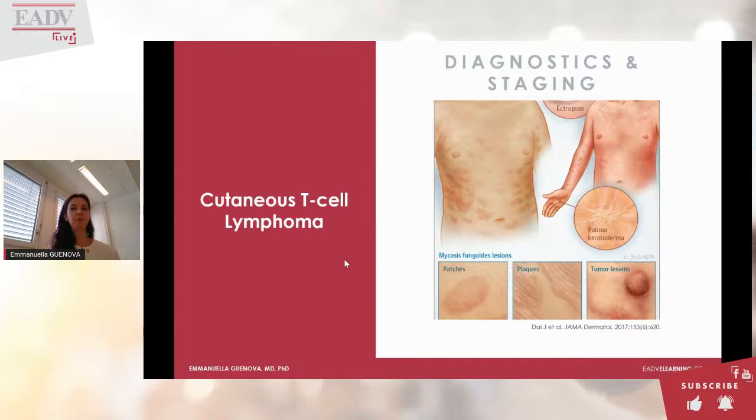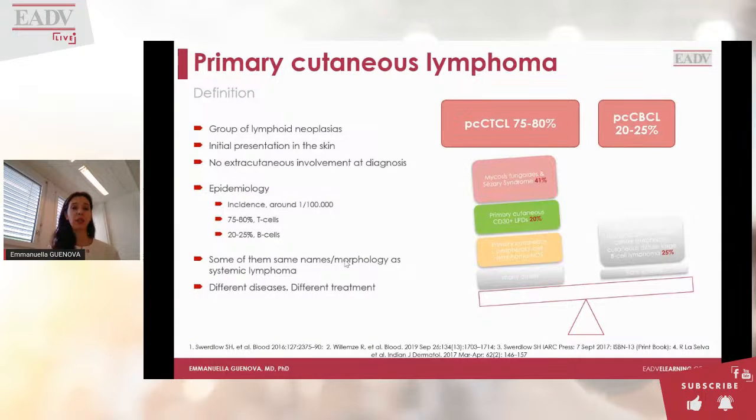First, we will spend a few minutes on diagnostics and staging of cutaneous T-cell lymphoma. In general, the group of primary cutaneous lymphoma is a large group encompassing more than 20 different subtypes of lymphoid neoplasias, which have in common the initial presentation in the skin without any extracutaneous involvement at the time of diagnosis. Those are rare diseases, and within the whole group, the primary cutaneous T-cell lymphomas are the major subgroup with around 75 to 80% of all cutaneous lymphoma.